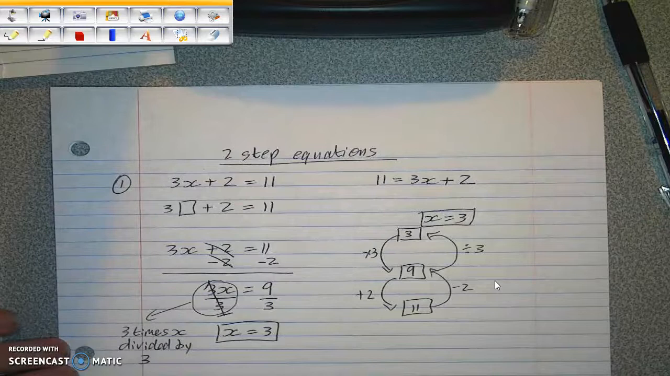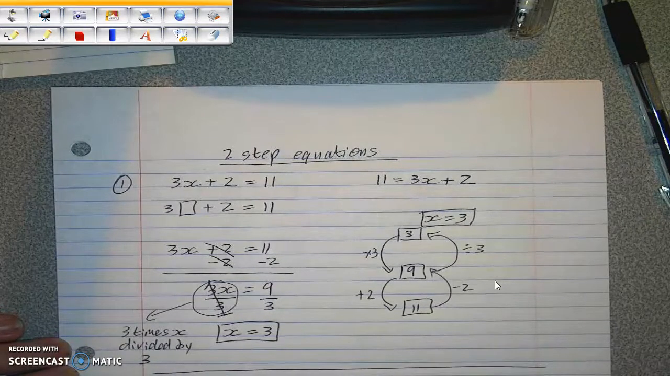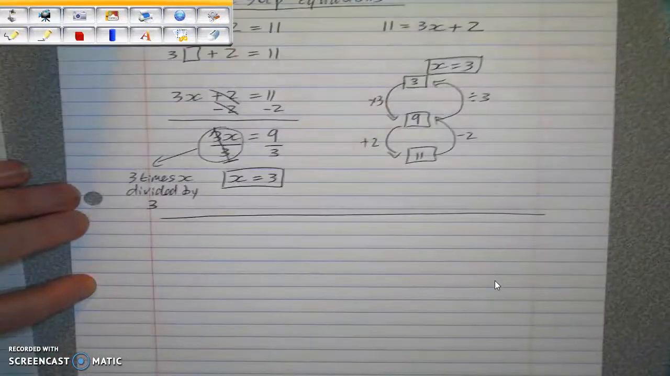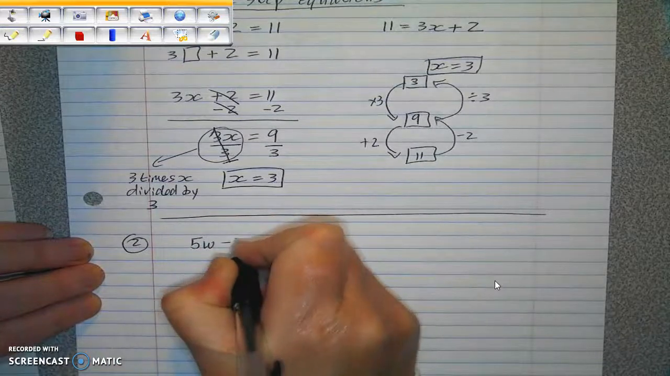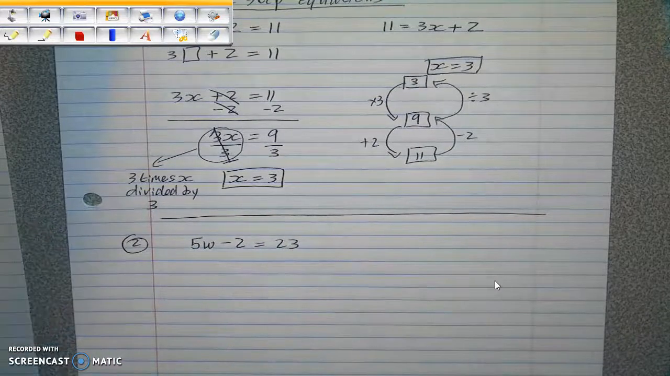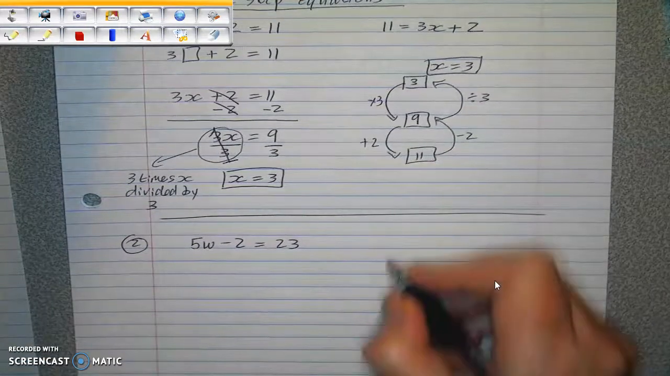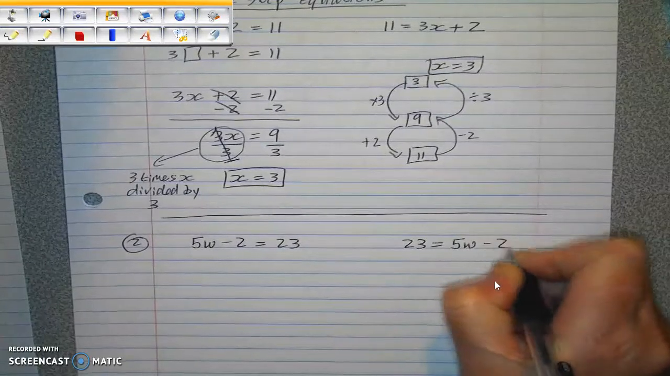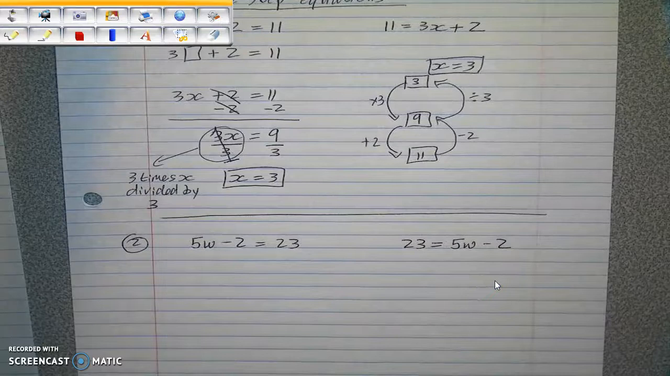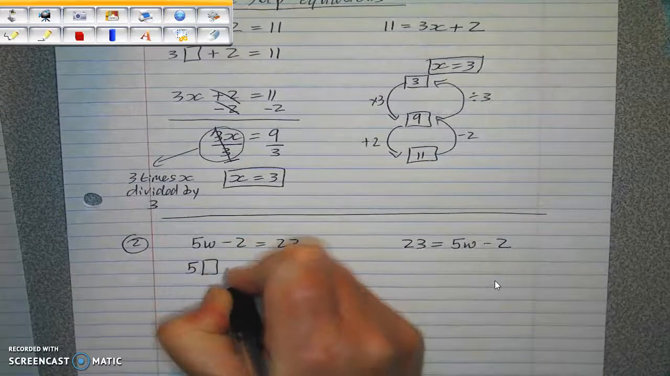All right, I'm going to show you another example. This one is one with subtraction in it. 5w minus 2 equals 23. And that could just as easily be written 23 equals 5w minus 2. It doesn't matter which side has the equation and which side has the number. I want you to look at it for a moment. See what operations you see. Also, think of it like this. 5 times something minus 2.